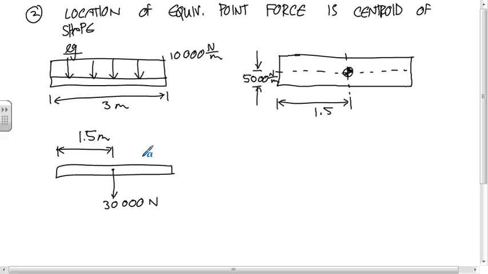And the reason it doesn't matter is because this is a vertical distributed load. And remember, you can always move any point force anywhere along its line of action without changing the behavior. So you can move this up and down. It doesn't change anything about your calculations.